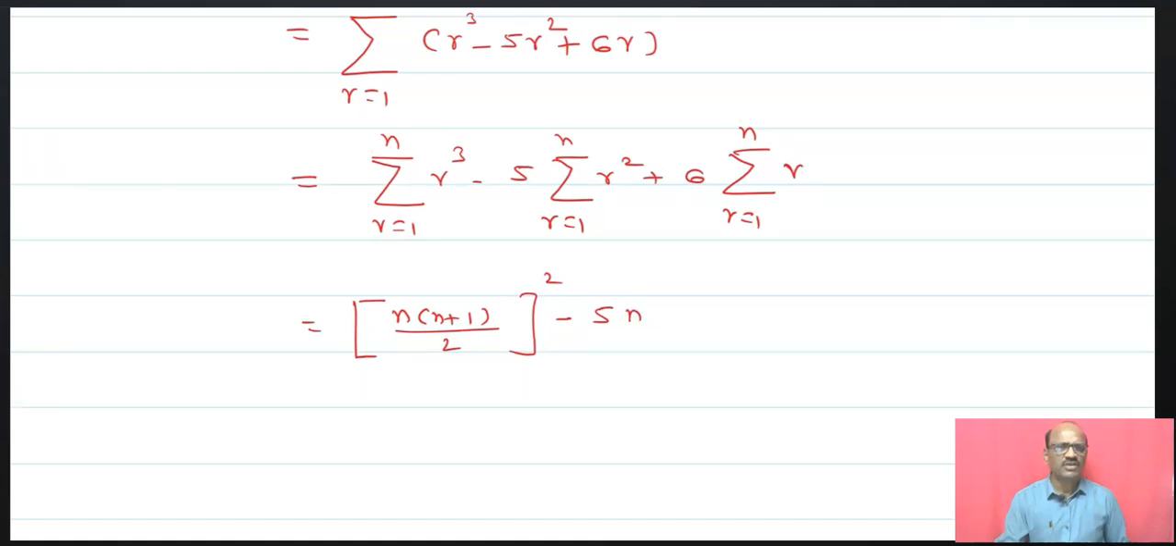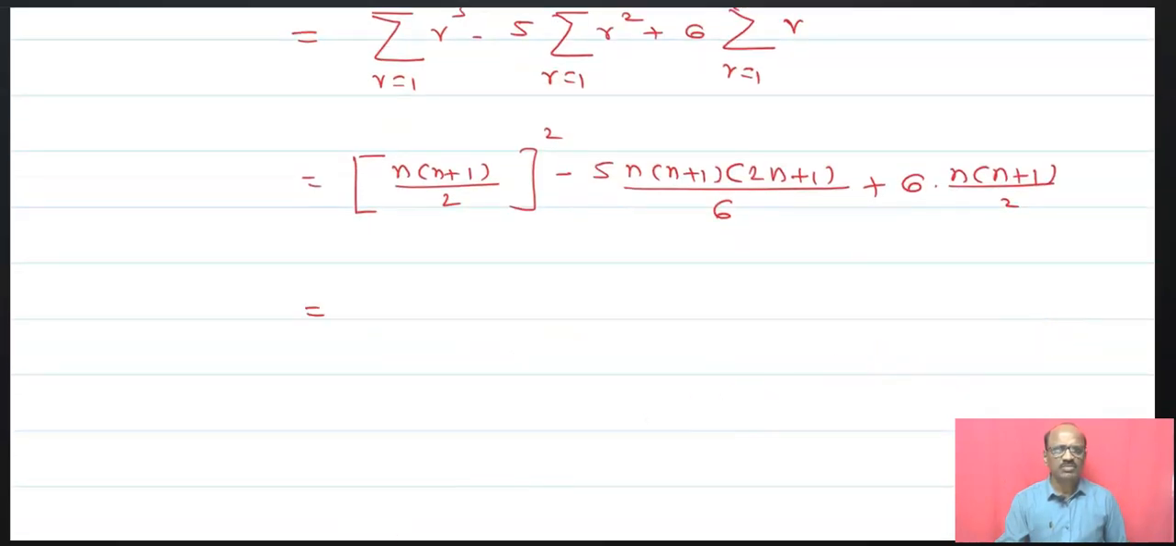The sum of r square means what? n into n plus 1 into 2n plus 1 upon 6. We substitute the values here, and lastly n into n plus 1 upon 2. Now here is the simplification. This is the bracket square, then it will become n square into n plus 1 whole square upon 2 square, which means 4.